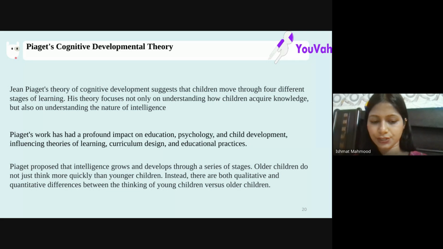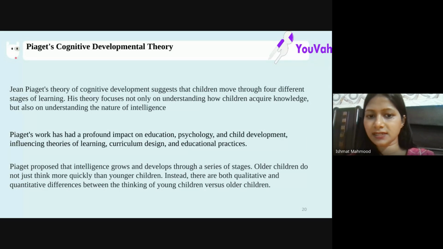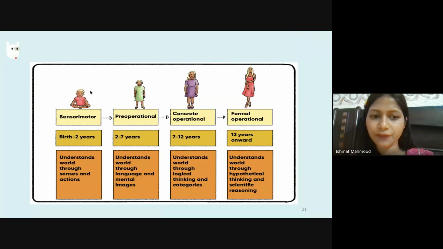So there are 4 stages in Piaget's. Basically, his theory focuses not only on understanding how a child acquires knowledge, but it is also based on the nature of intelligence of an individual. First stage is sensory motor. Second is pre-operational, then concrete, and then formal operation. To go on to the next stage, it is mandatory for an individual to complete the first stage, and only then will they be able to move on to the other stages of their life.